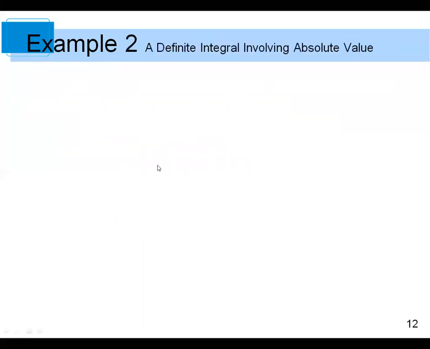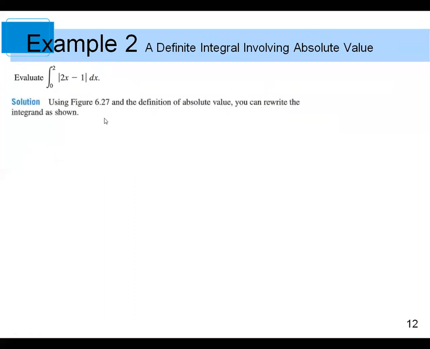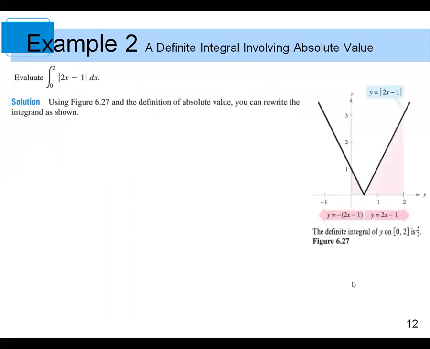All right, so how about if we had an absolute value problem? We'll just get the elephant in the room out of there. Talk about it. So using this picture and the absolute value, you can rewrite the integrand as shown. Now remember, for the absolute value, this part right here, the increasing part, is just the graph of y equals 2x minus 1. And this part is the graph of the opposite of 2x minus 1. So negative 2x plus 1 is how you could write that.